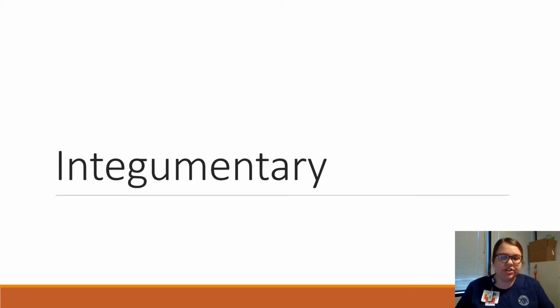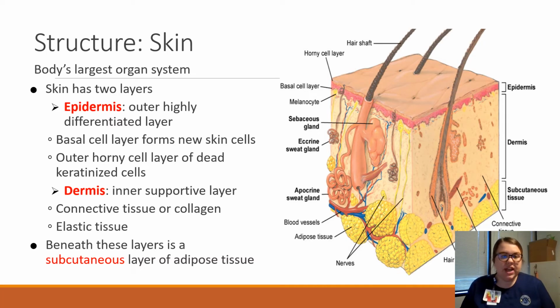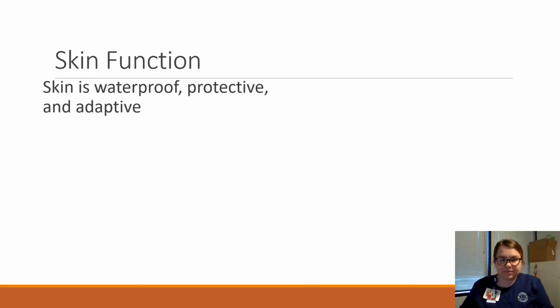So here's the skin lecture. The skin has two layers. The first layer is the epidermis, that's the outer layer. The second layer is the dermis. And underneath these layers is the subcutaneous layer, which holds our adipose tissue. Within the epidermis, you have your basal cell layer that forms the new skin cells. The dermis has the elastic tissue, the connective tissue, and the collagen.